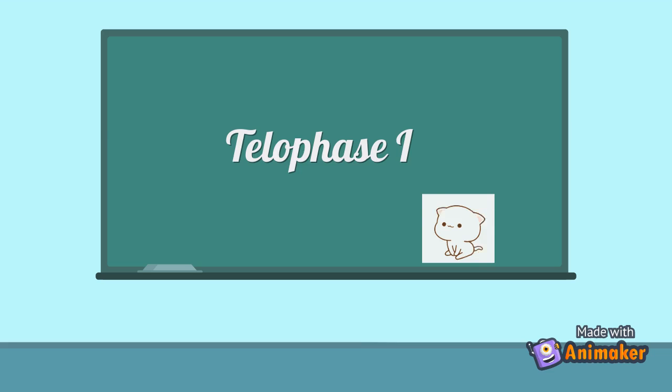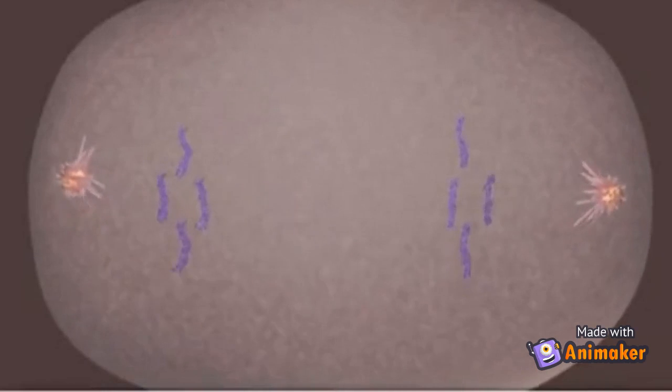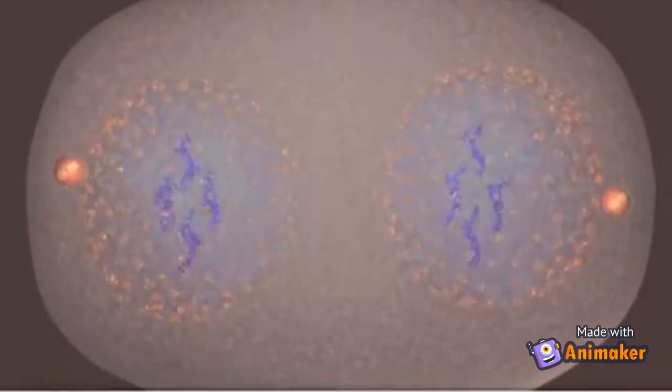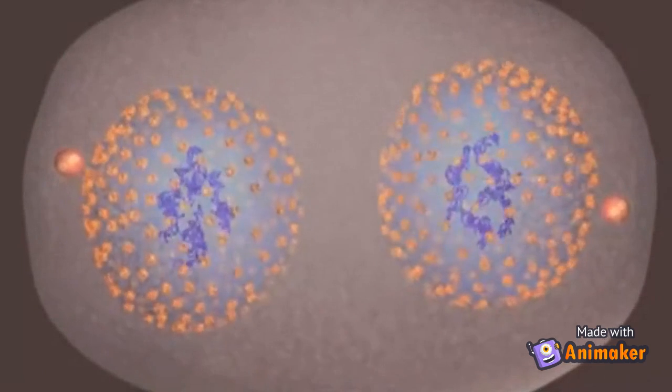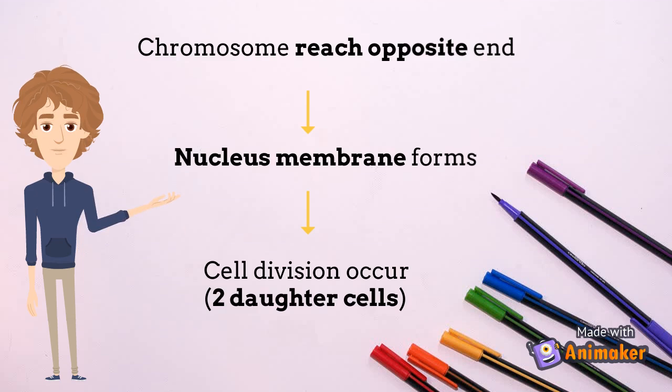Telophase 1 is the last stage of meiosis 1. From this stage, 2 new haploid cells are forming. So basically, this is the flow for telophase 1. First, the chromosomes reach opposite ends, and then the nuclear membrane forms. So from this stage, we can see 2 daughter cells forming.